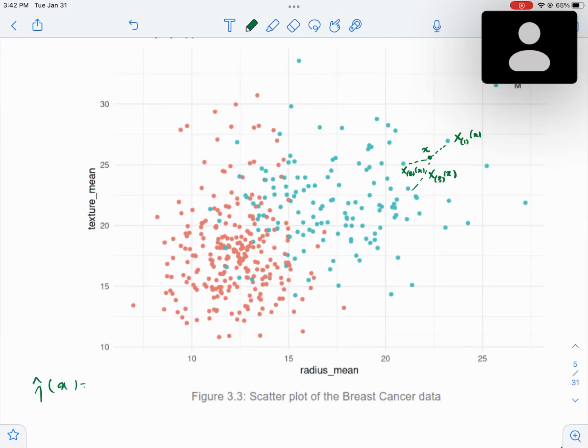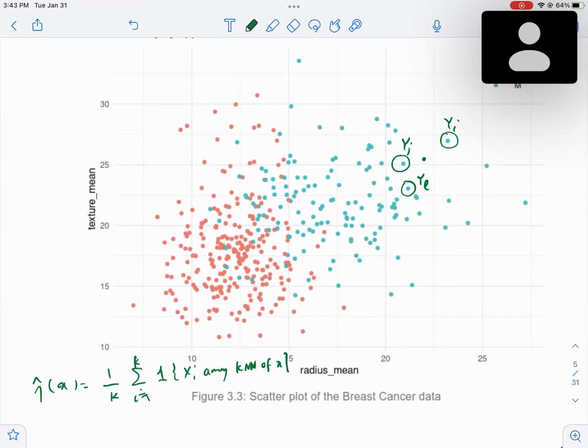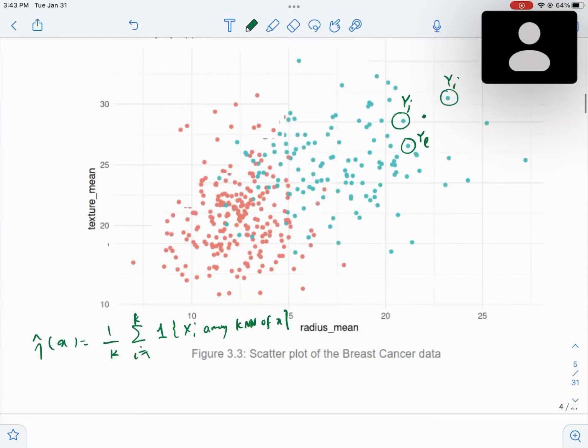So y hat of x would sometimes be written as 1 over k times the summation i from 1 to k, and instead of the indicator, these are going to be the candidate ones. I'm going to look at the y's of these, and average them, like one third of the sum. So in general, it's the indicator that xi is among the k nearest neighbors of x. That's another average, and this is actually an example of this.